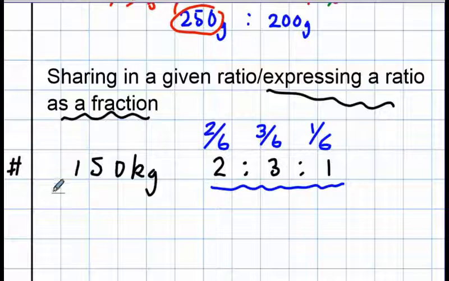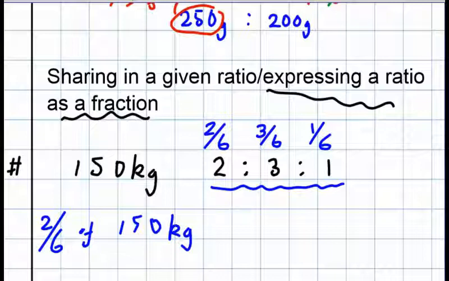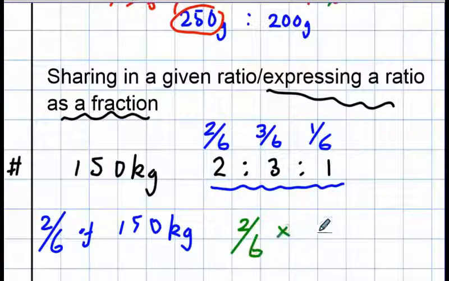Right, so I want to share 150 kilograms in the ratio 2 to 3 to 1. So I'm going to find 2/6 of 150. Now I'm only writing that down from a teaching point of view. What you would do is just do 2/6. The word of is times. Just for pedantic reasons, I always put the 1 under there. Then, as I've taught you before, try and cancel down. Divide a number on the top and a number on the bottom by a common factor.